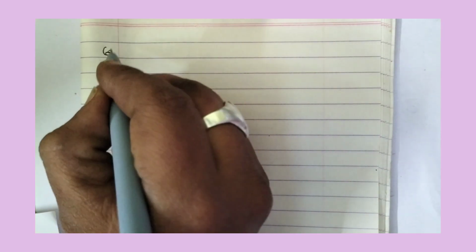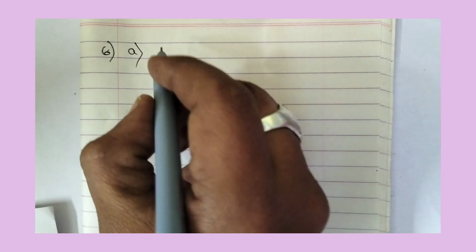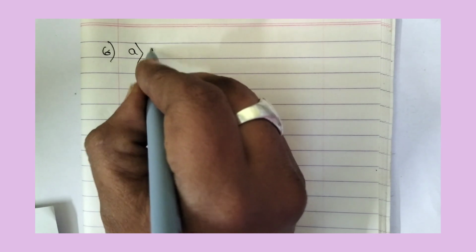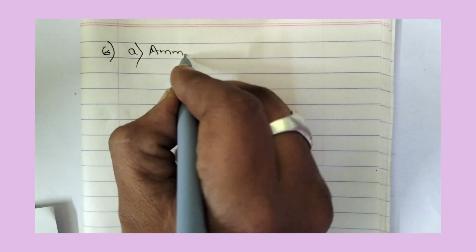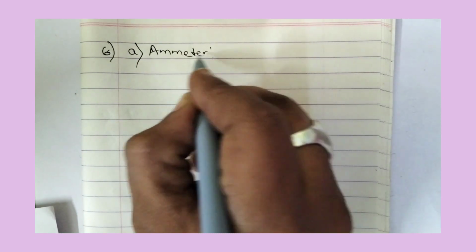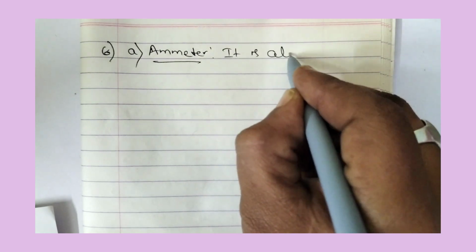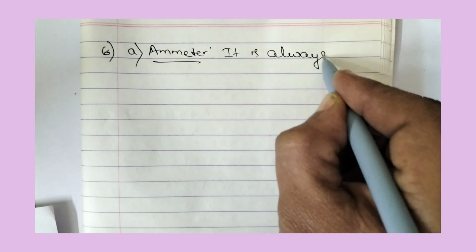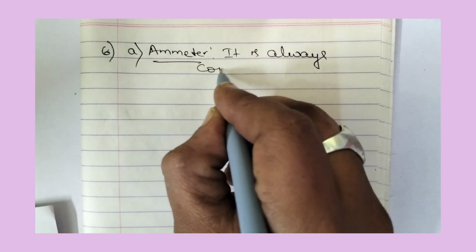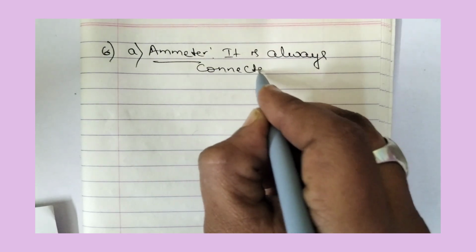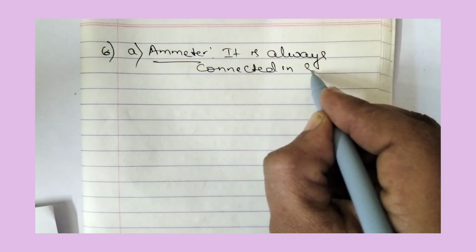So now the sixth one, 3 sub questions are there. Let's come to the first sub question. How are ammeter and voltmeter connected in the circuit? So let's come to the ammeter. The ammeter is always connected in series.